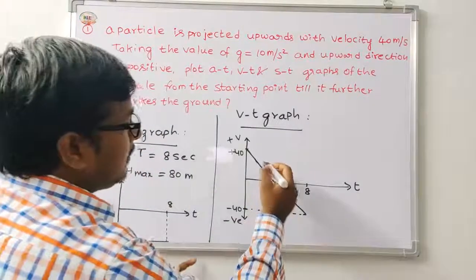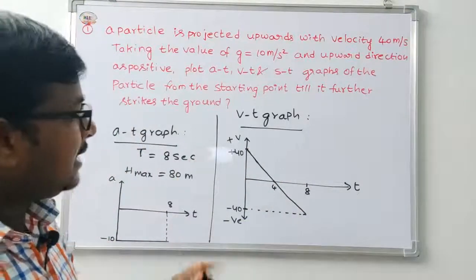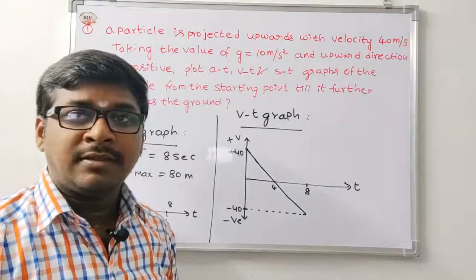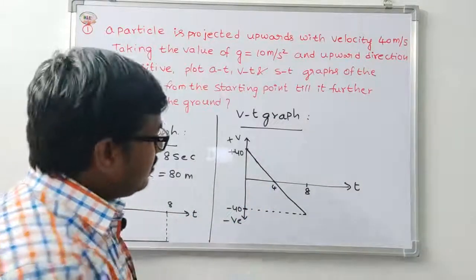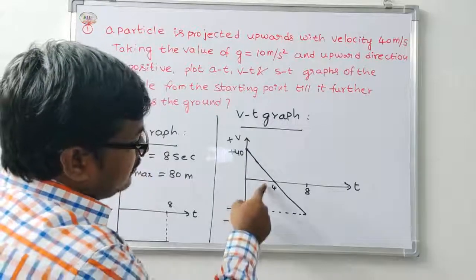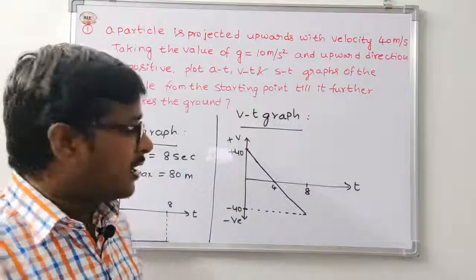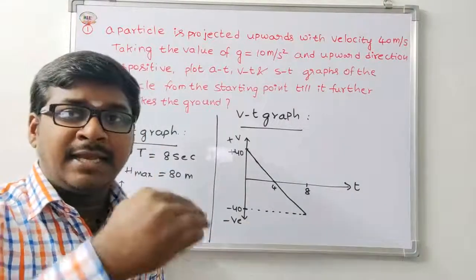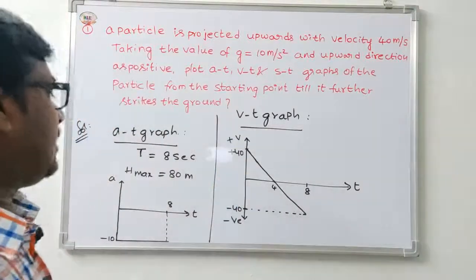The velocity is decreasing from 40 meter per second to 0. Then the velocity increases from 0 to minus 40. The negative sign indicates the particle is moving in the downward direction. This is the velocity time graph.